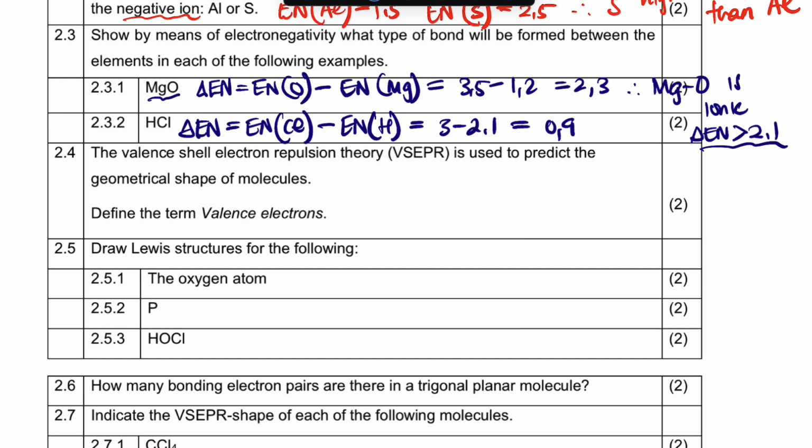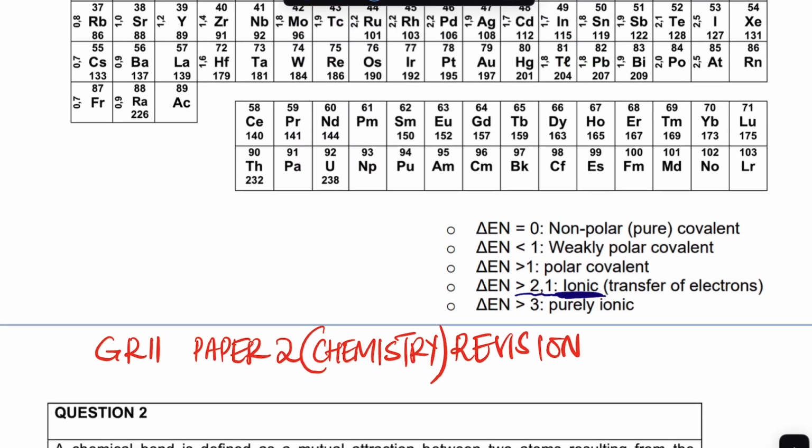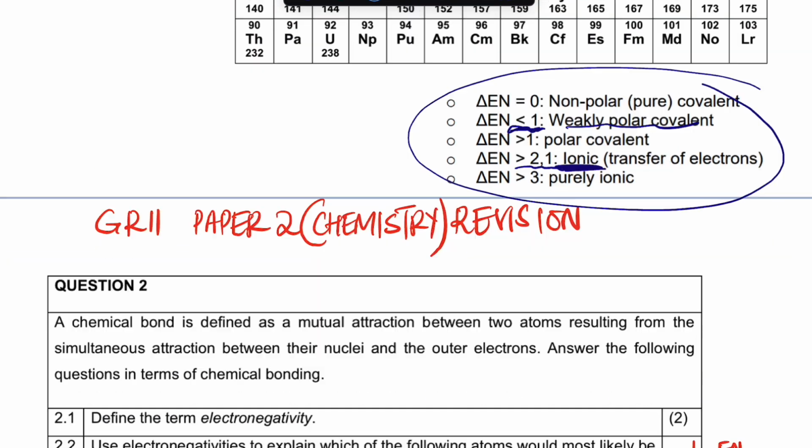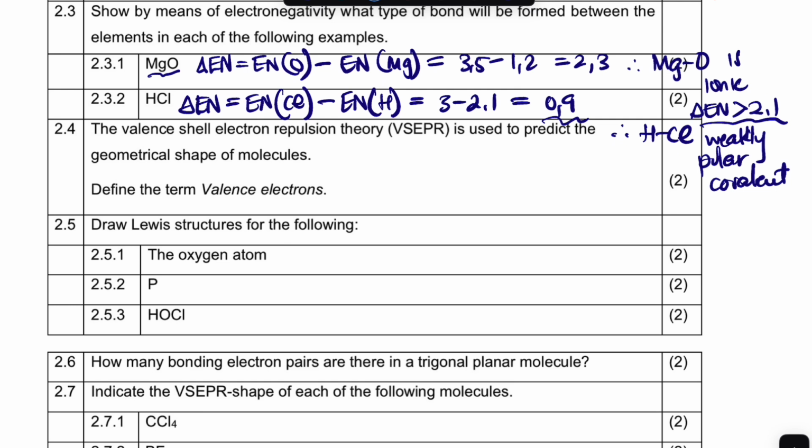So here we can conclude that the HCl bond, because it's less than 1, let's look at there. You must note these. It's less than 1. Do you see? It's less than 1. It's a weakly polar covalent bond. Guys, you must memorize this thing. It's very important. So since the electronegativity difference is less than 1, it's a weakly polar covalent bond.